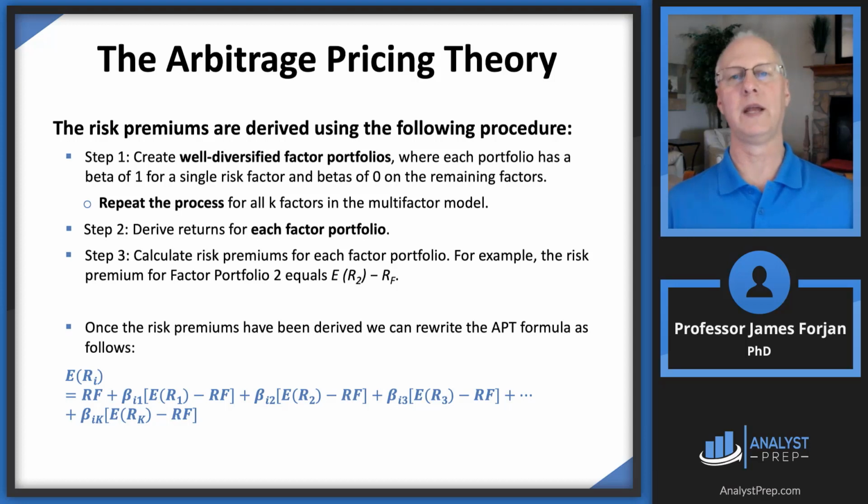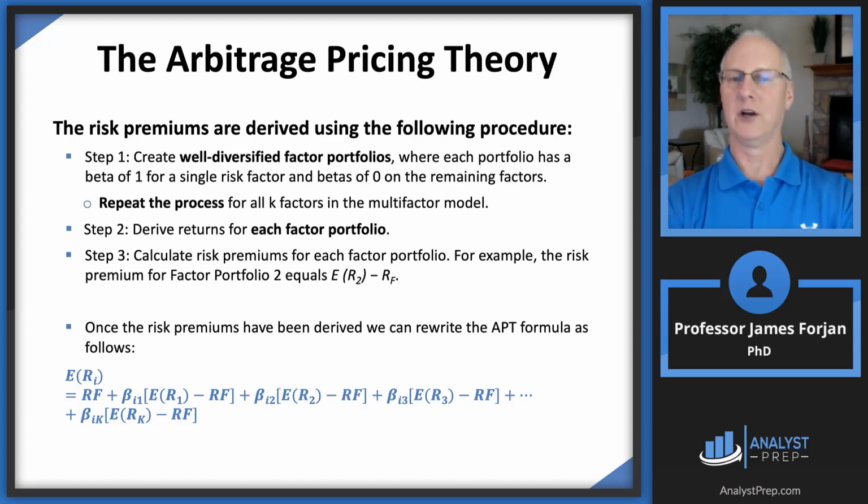All right, so what does this mean, arbitrage pricing theory? Let's continue our discussion on these risk premiums. What we're going to do is a couple of steps here. We're going to create well-diversified factor portfolios, where each portfolio has a beta of 1 for a single risk, like the market portfolio or GDP or interest rates, and then betas of 0 for the remaining factors. That's called a well-diversified factor portfolio. And you just continue to do this until all of the K factors are accounted for.